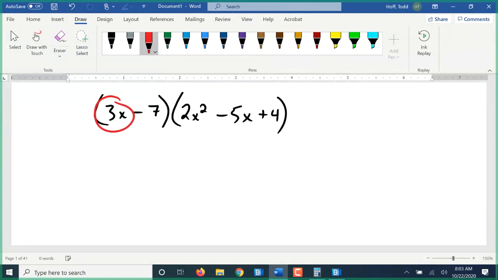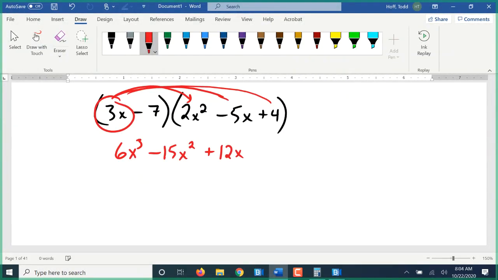We know that we're going to take that first digit, the 3x, and multiply every digit in the second number. 3x times 2x squared, 3 times 2 is 6. X times x squared is x to the third. 3x times negative 5x, 3 times negative 5 is negative 15. X times x is x squared. 3x times 4, 3 times 4 is 12, and there's nothing to multiply the x, so that's just 12x.